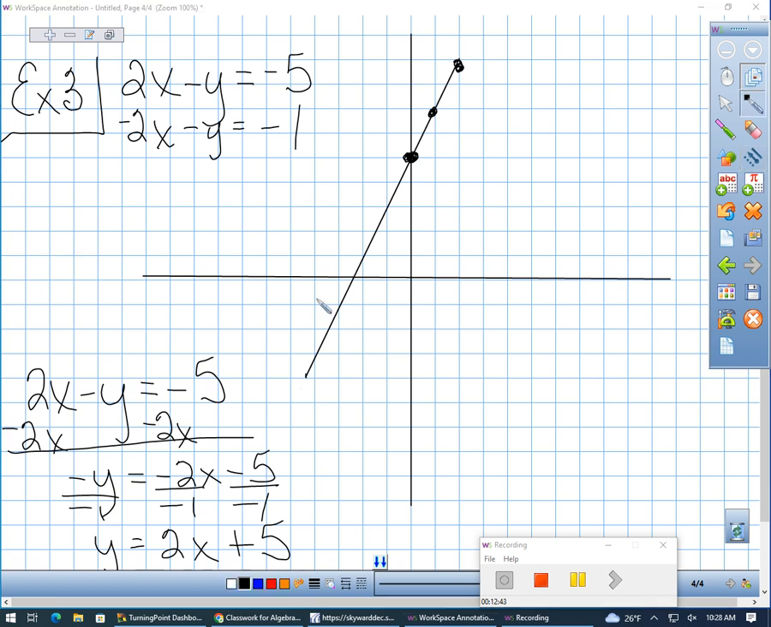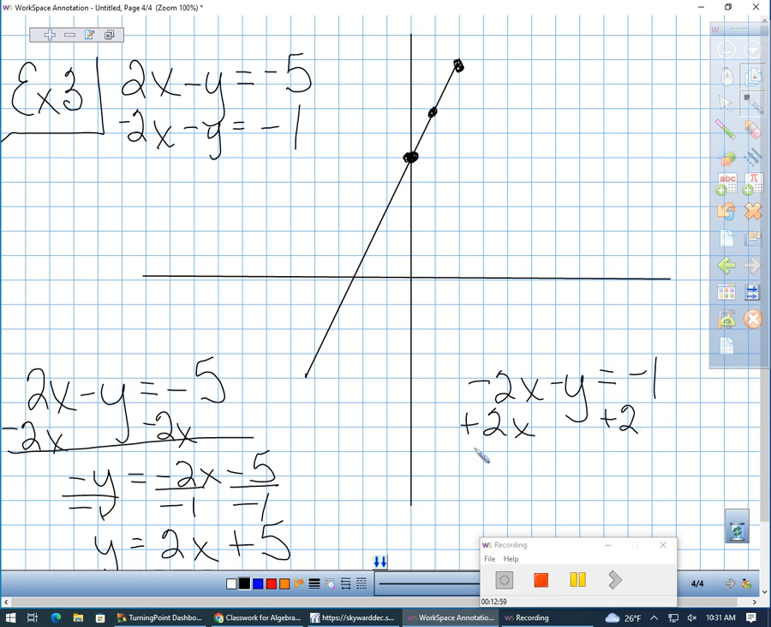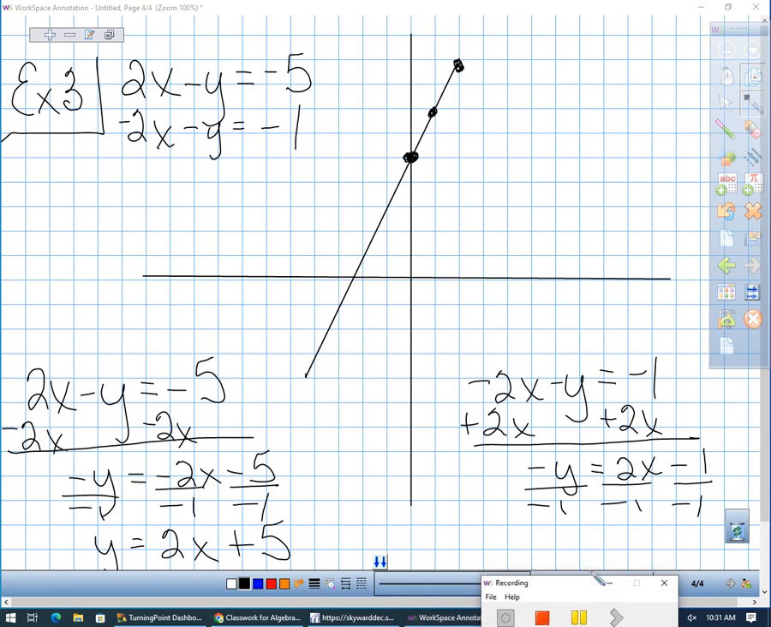Second equation. I have negative 2x minus y equals negative 1. Again, to get y by itself, the first thing I have to do is add 2x to the other side. That leaves me with negative y equals 2x minus 1. Then what do I have to do? Good. Divide by a negative 1. Nice job. We have y equals negative 2x plus 1.